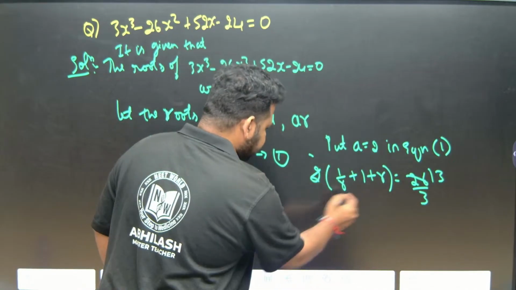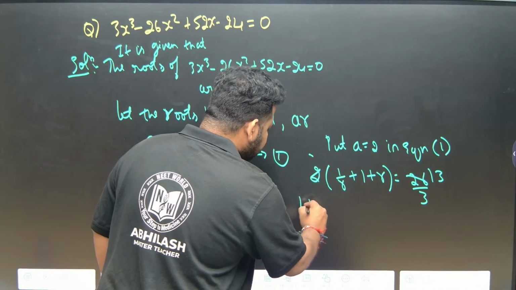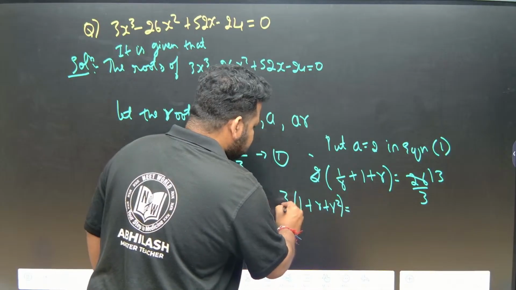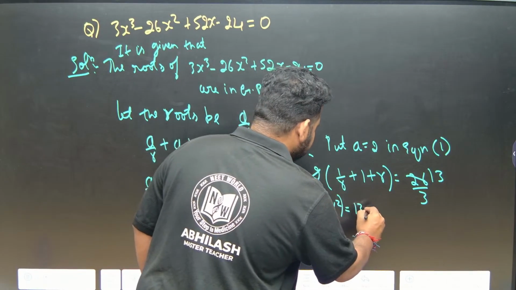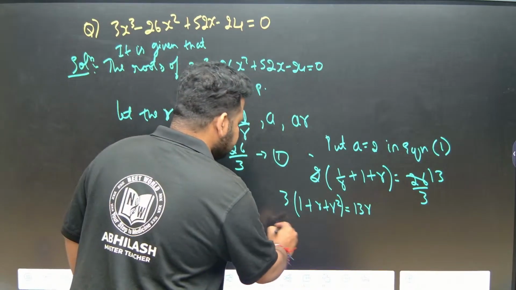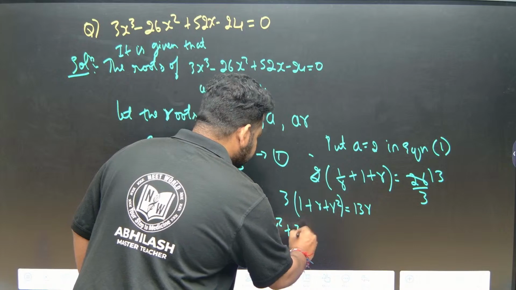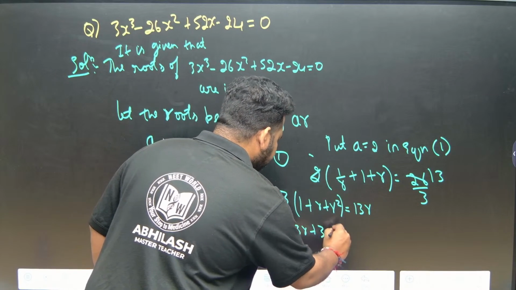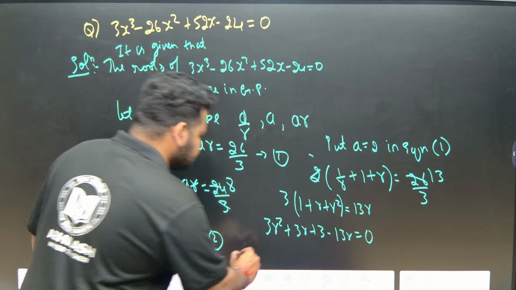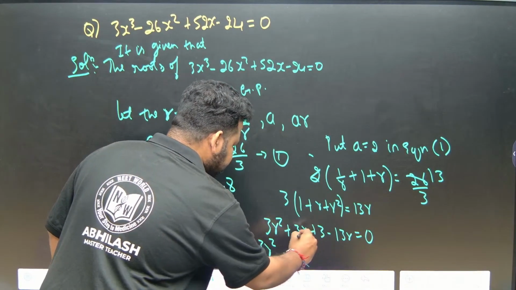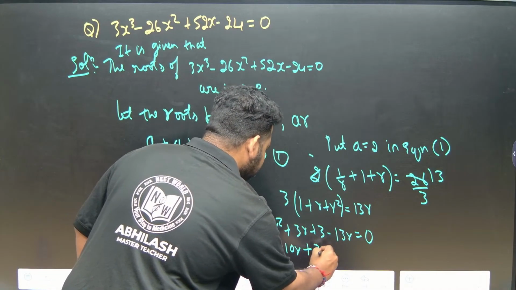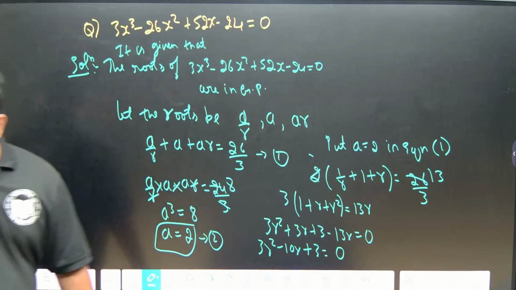So I can take the LCM. This will be 1 plus r square, with 3 here, is equal to 13 into r. Correct? So on solving this, what will I get? 3r square plus 3r plus 3, minus 13r is equal to 0. So 3r square, 3r minus 13r is minus 10r, plus 3 is equal to 0.